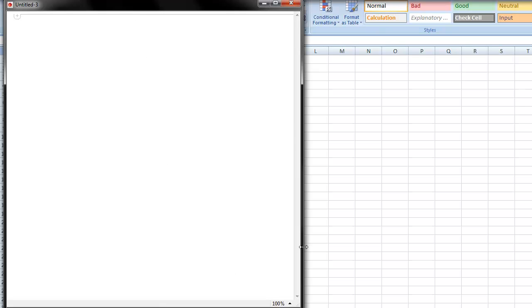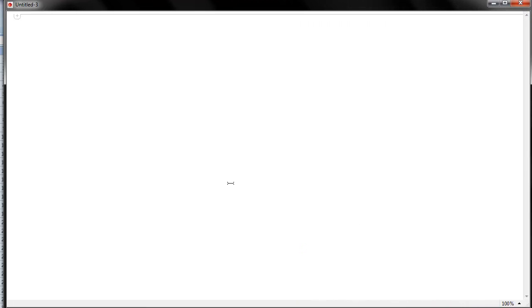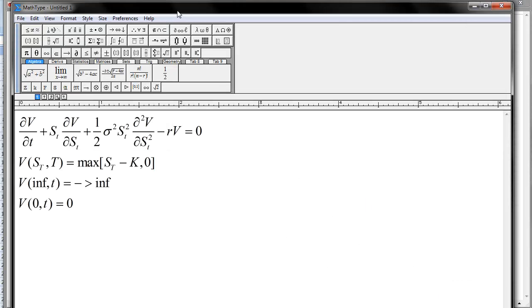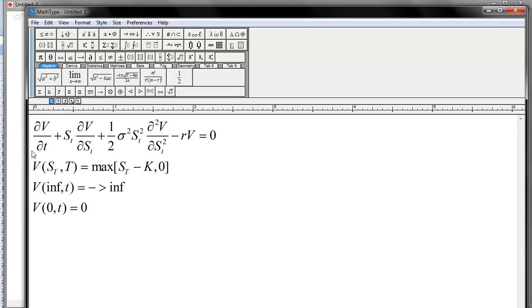I'll make this so that you can see it completely. So, let's look at this equation once again. This equation is very difficult to solve algebraically. So Mathematica won't do that.